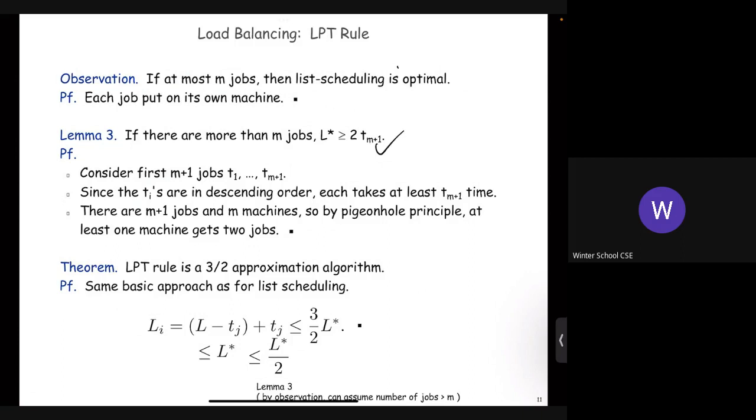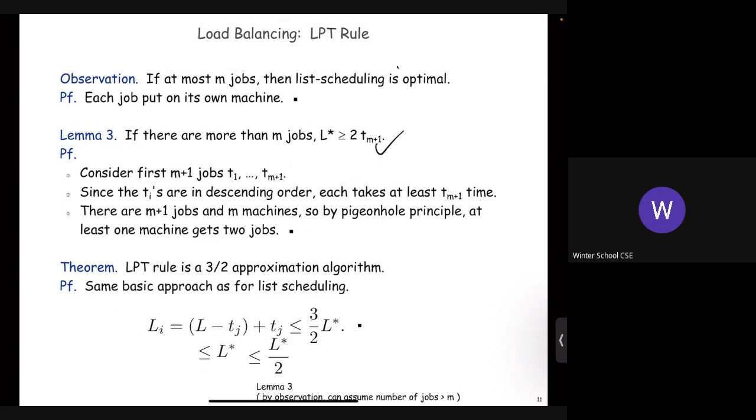Is less than, we are only talking about higher, so that L star is going to be T m plus one is great, less than or equal to L star by two. So I just substituted T j with L star by two. That's it. And I'm done.